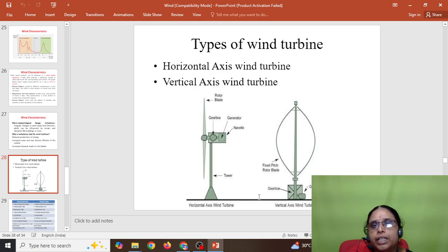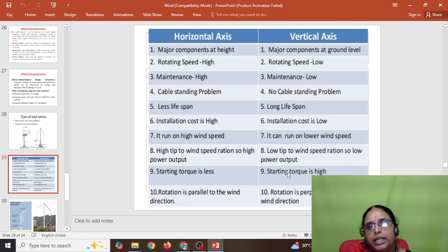And types of wind turbine: until now we have seen the horizontal axis wind turbine, that is the first diagram, and the second one is the vertical axis wind turbine. In the horizontal axis wind turbine, all the components are located at a certain height, but in the vertical axis wind turbine, the components are located on the ground. This is the difference between the horizontal axis and vertical axis wind turbine. So we know major components are at height in the horizontal axis wind turbine. In vertical axis, major components are at ground level.